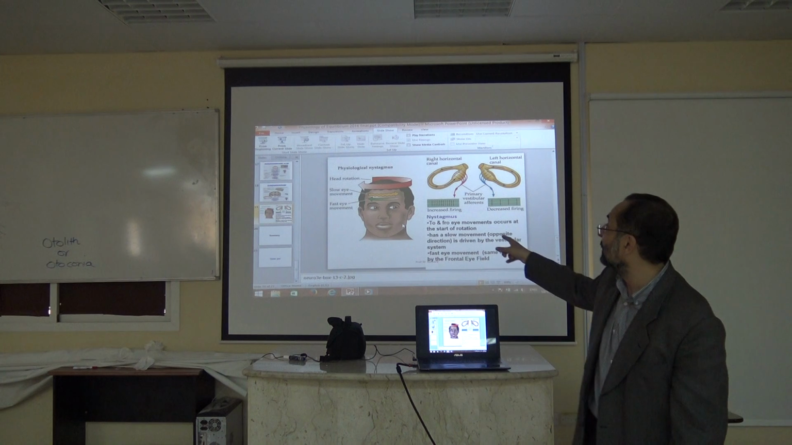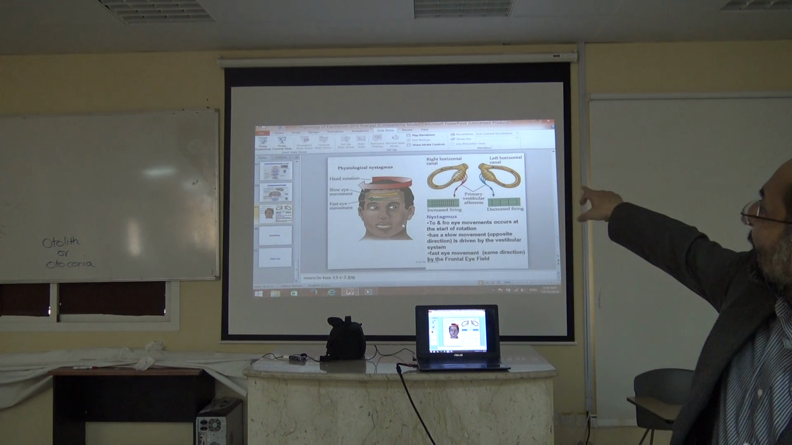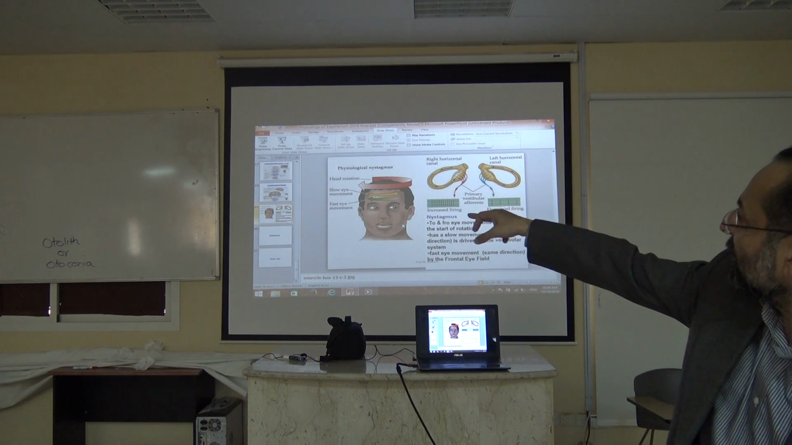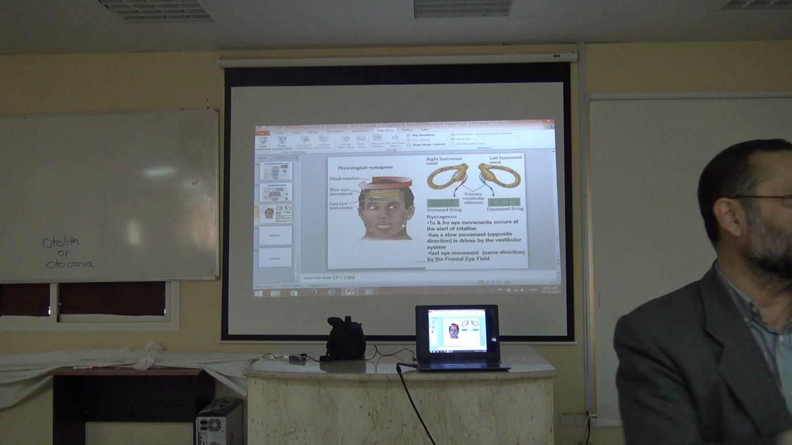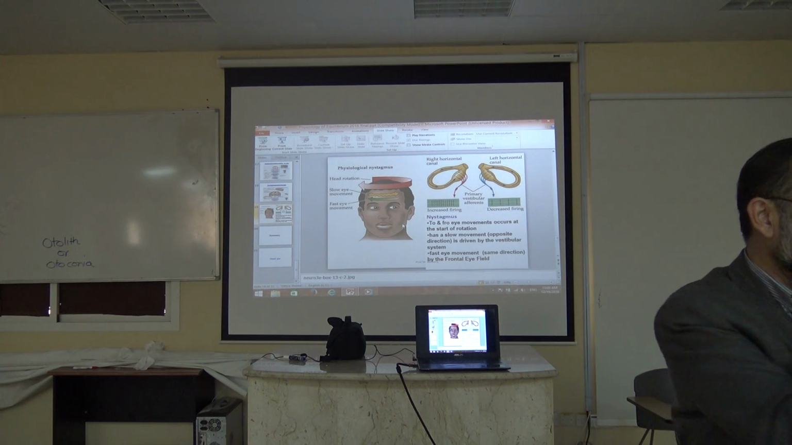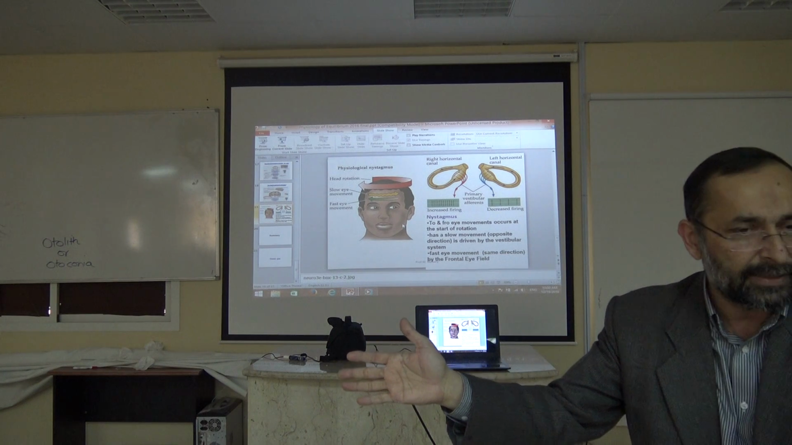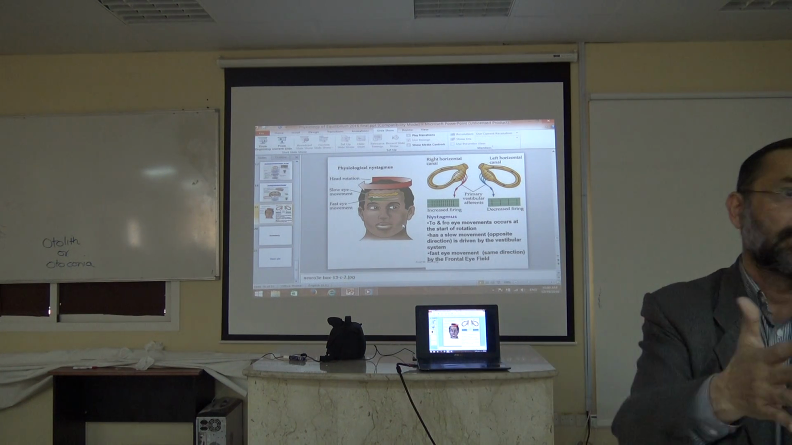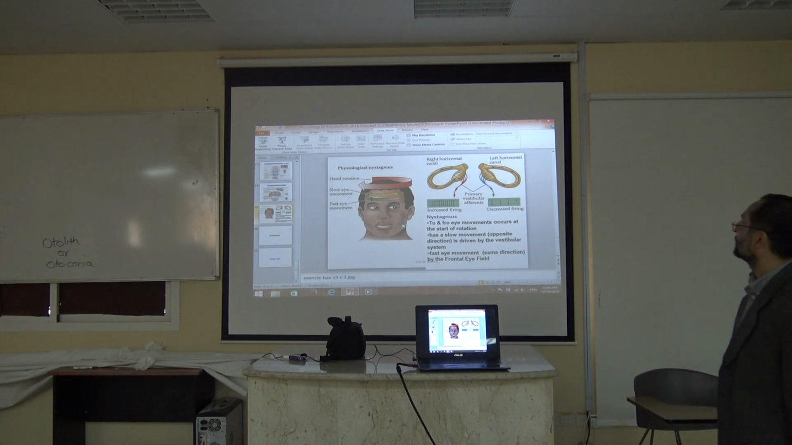Okay, this is the nystagmus. Look, when you are turning, the head rotation is in this direction. The eyes are in the opposite direction. The head is going in this direction, the eyes are initially in this direction, and then they come, and then they come into this position. This is jumping of the eyes, jerky movements. This is the nystagmus.